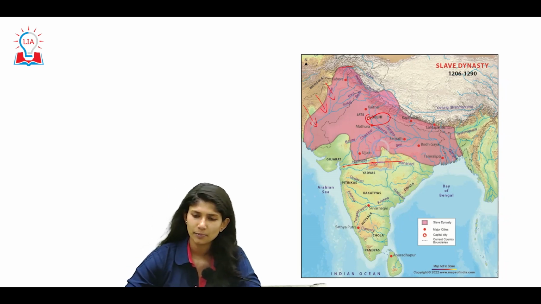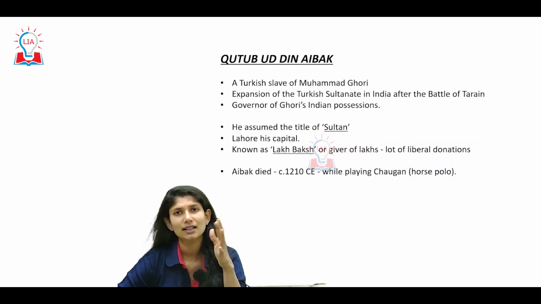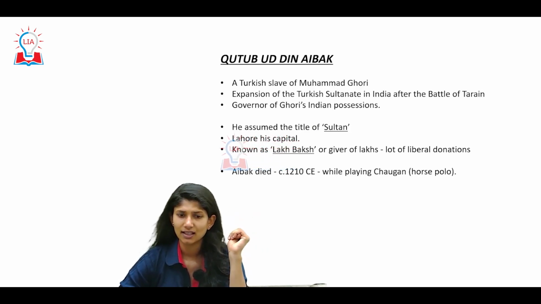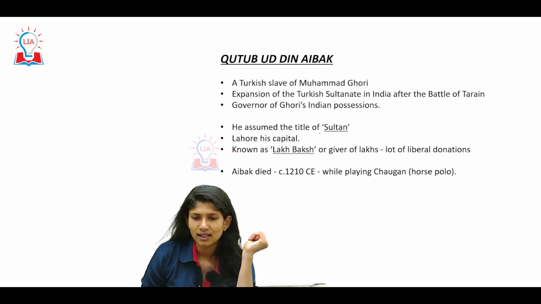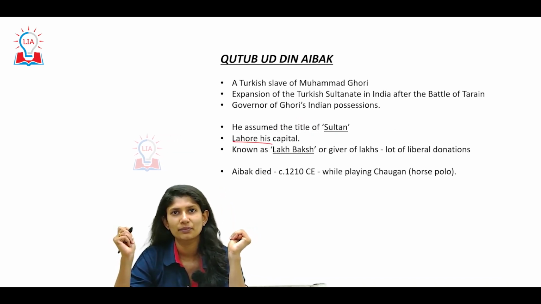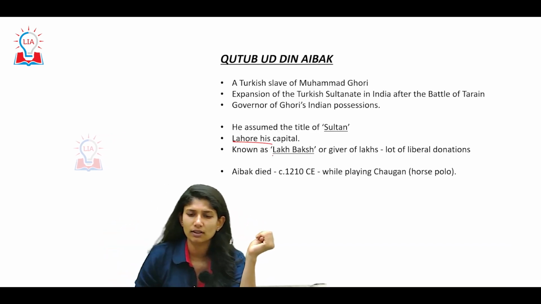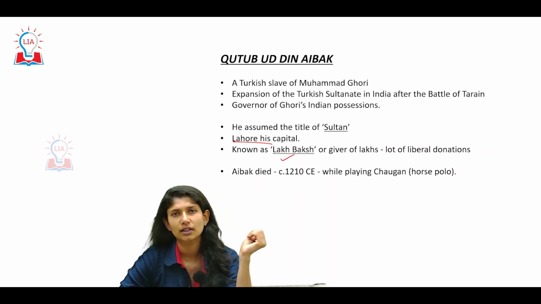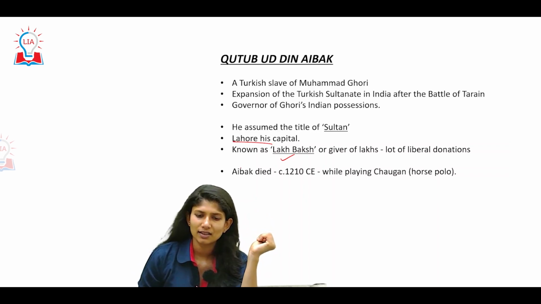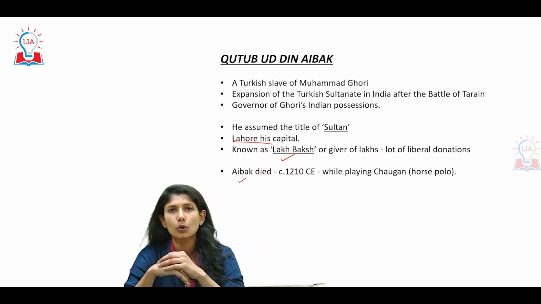Now first we'll be seeing about your Qutb-ud-din Aibak. He was a slave of your Muhammad Ghori. Post that he comes to India, sets up a dynasty, that is your Ilbari dynasty. Now look at this. He assumed the title Sultan and made Lahore his capital. It's also assumed that he gave a huge amount of generous donations, which made him be called Lakh Baksh, because of his liberal donations. It is said that Qutb-ud-din Aibak died while playing polo.